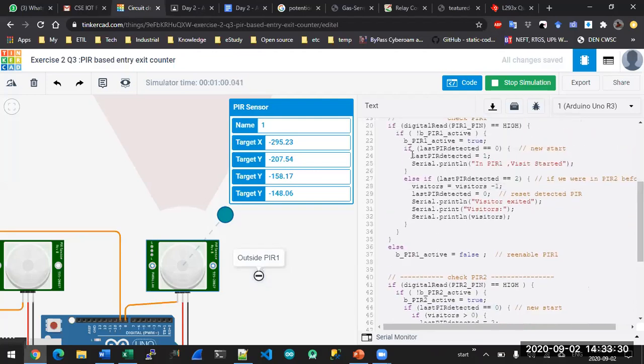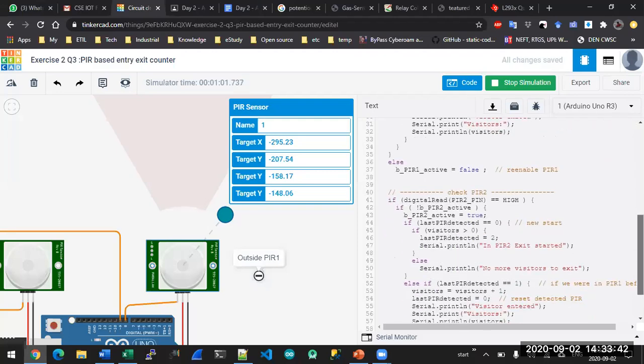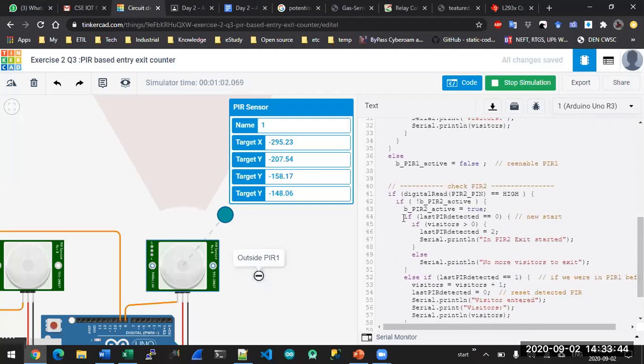Then if it was initial condition and now the PIR sensor 1 was detected, so we are making that variable as 1, and we are printing visit started. Okay. And similarly, if last PIR detected was 0, means it was initial condition and a person has started moving from inside to outside. So we are just checking if visitor is greater than 0 for false detection, and then we are setting the last PIR detected as 2 and just printing exit started.